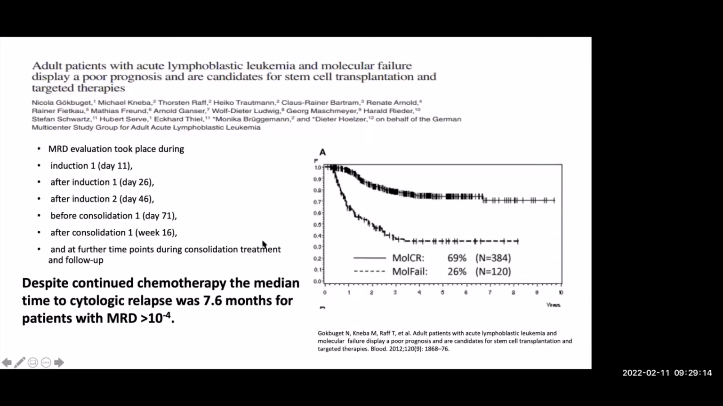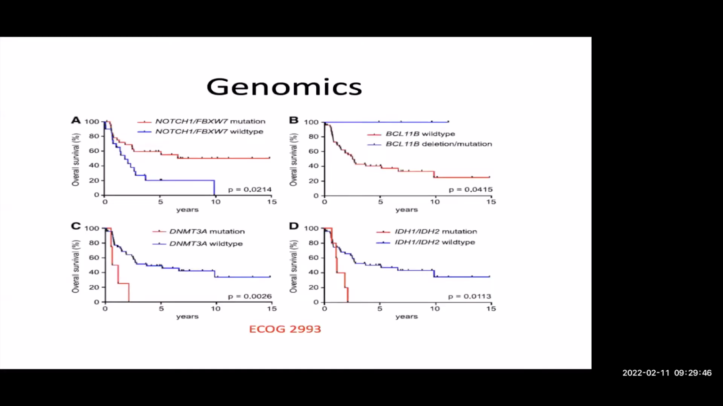With the use of MRD, persistence of MRD at phase 2 is classified as molecular failure, compared with negative MRD, which is classified as molecular complete response. Patients who had molecular failure have an overall survival of 26%, compared with molecular responders who had an overall survival of 69%. This suggests patients who had MRD positivity at the end of phase 2 should undergo allogeneic stem cell transplant.